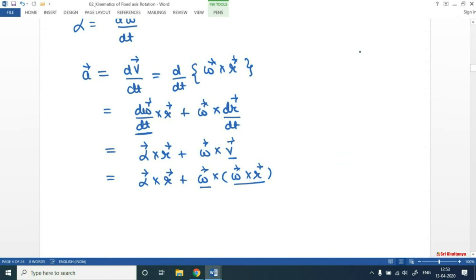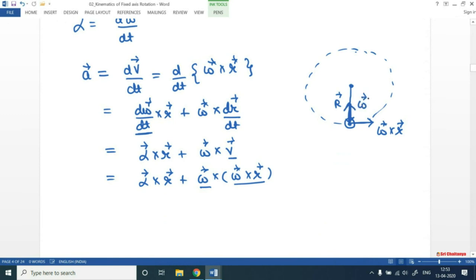Let's have this circular path. This vector would be the r vector over here. So omega cross r, that was the velocity vector, and that would be in this direction. And the omega vector is in the outward direction. So omega cross, omega cross r.